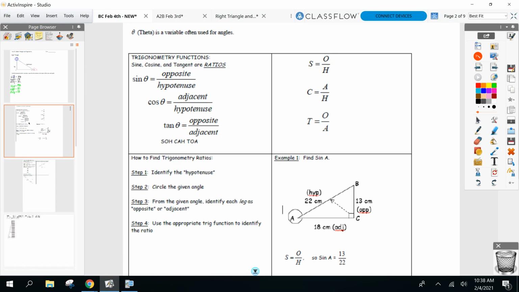Please stop me if you have questions. Please feel comfortable to stop me if you have questions, because this is going to be brand spanking new. Let me introduce you to the three ratios we're going to use now in a right triangle.